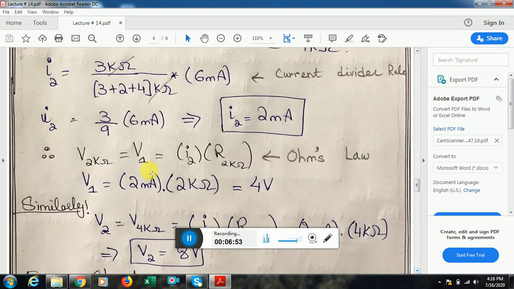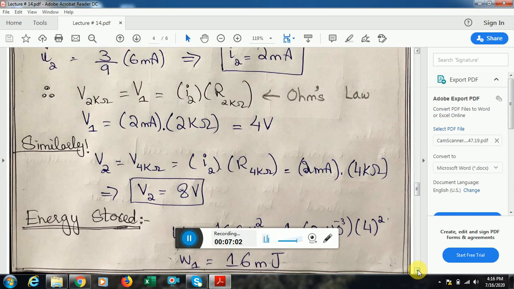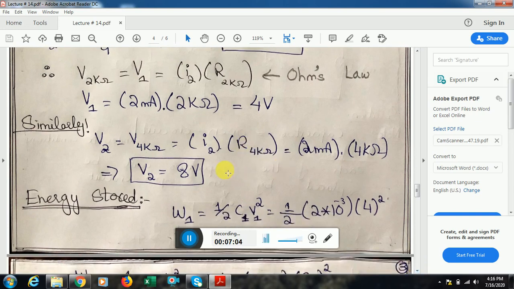So V1 was V of 2 kilo ohm, which is I2 into R of 2 kilo ohm. By simply putting in the values, I get to know that V1 is equal to 4 volt. Now moving on, V2 is V of 4 kilo ohm. Inserting the values, I get to know that V2 is equal to 8 volt.